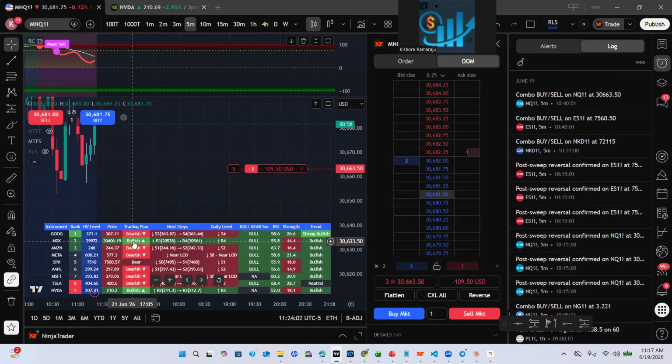Yesterday NDX was very bullish. So as long as it is above the base level, generally we look for buy signals on them. If they are below the base level, we look for sell signals. So whenever you receive an alert, you can go and check the indicator or scanner.